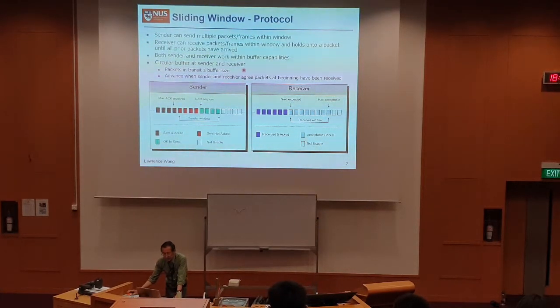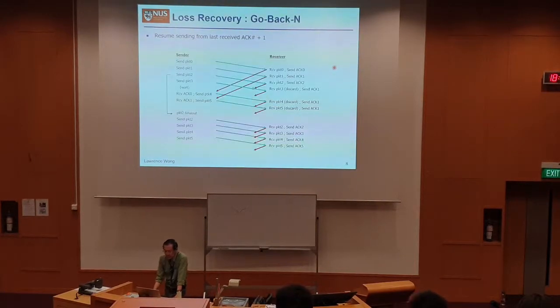Then the packets in transit should be less than or equal to the buffer size, and only move forward when the sender and receiver agree packets at the beginning have been received. Right, so we're going to look at two loss recovery mechanisms. The first one is called Go-Back-N. There was some error in your notes. The diagram, I checked it, it's not there.